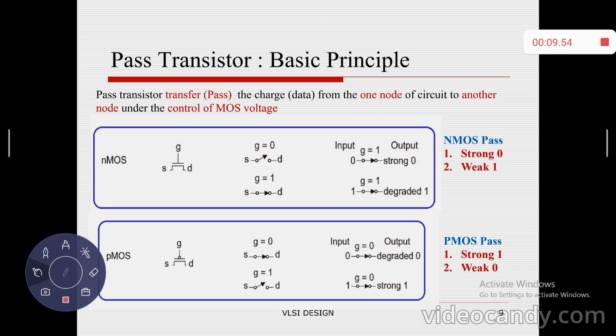For the PMOS transistor, based on the control signal G, if it is 0, it forms a closed switch. When G equals 1, it forms an open circuit. When G equals 0, whatever information you connect at the source end passes to the drain end. So the summary is that the PMOS transistor passes a strong 1 signal and a weak 0 signal.